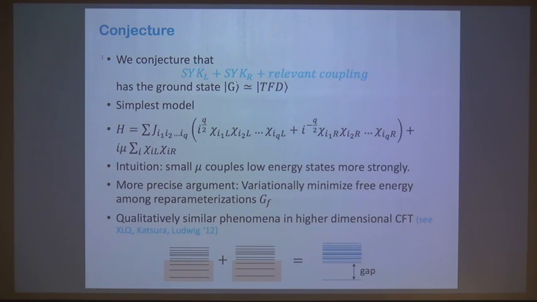So our proposal, which is of course also closely related to the Gao-Jafferis-Wall proposal, is that the Hamiltonian we consider takes two copies of the SYK model and adds a relevant coupling. The simplest one we could add is just a bilinear term of the fermions.